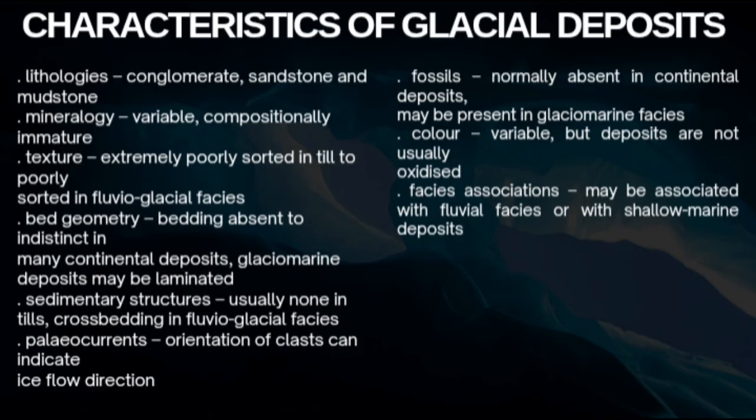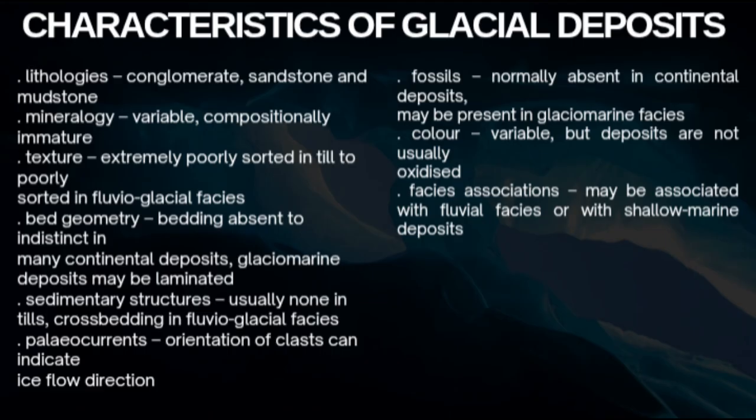The next one is bed geometry. Bedding is absent to indistinct in many continental deposits, while glacial-marine deposits may be laminated. Bed geometry refers to the internal layering or bedding of the deposit. Continental deposits, for example till, are deposited directly by ice. These materials are dumped chaotically. There is no consistent layering, so bedding is absent or indistinct. It looks like a massive homogeneous pile of debris.